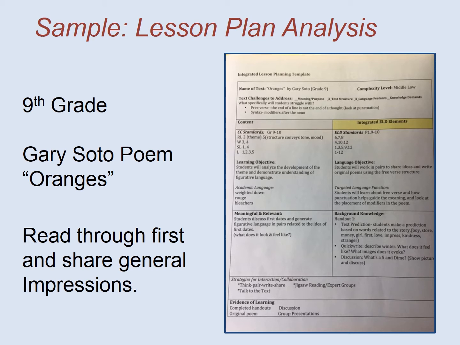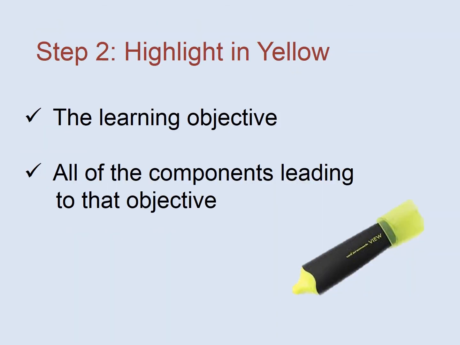The first step is to read through the lesson all the way through to get the gist of it. You may want to stop here and do this if you're watching this on the archive. Next, you would just discuss general impressions of the lesson in pairs. Next, read through it again and this time highlight the objective in yellow. Then look through and highlight all the components in the lesson that would lead to mastery of the objective in yellow as well.